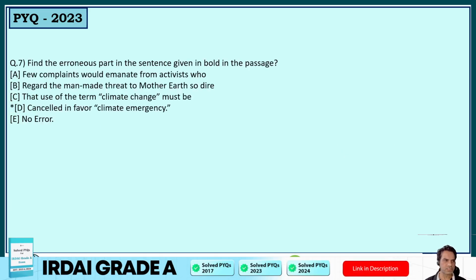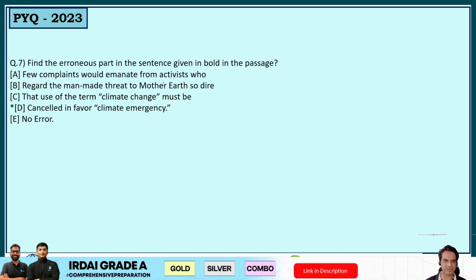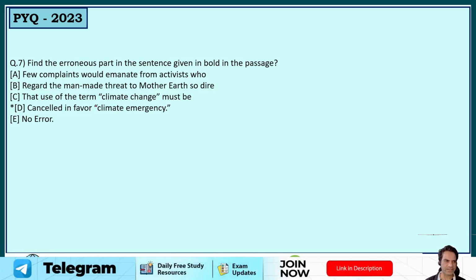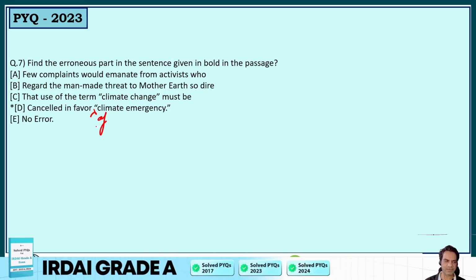Okay, guys, next we have to find the erroneous part. I think we did that. Few complaints would emanate from the activists who regard the man-made threat to Mother Earth so dire that the use of term climate change must be cancelled in favor of climate emergency. That was the answer. So it should be yes. Option D is your correct answer, in favor of climate emergency.